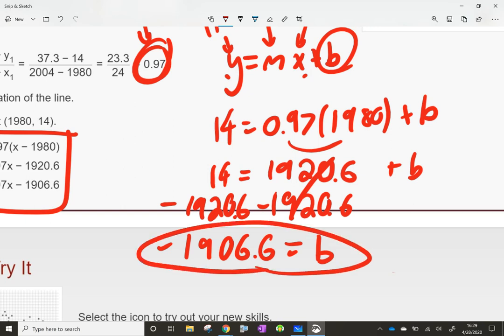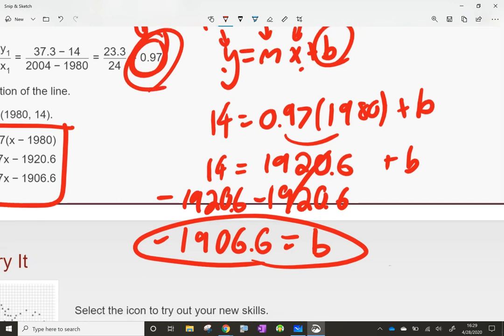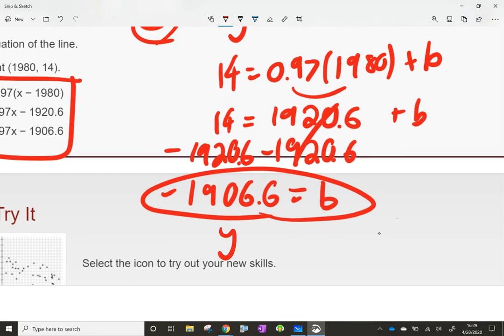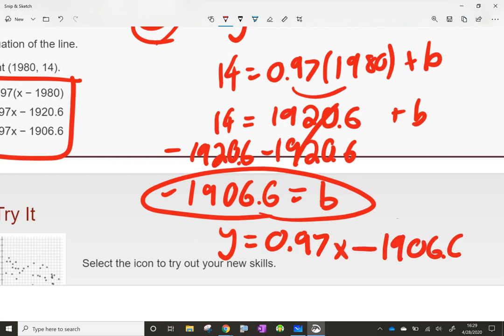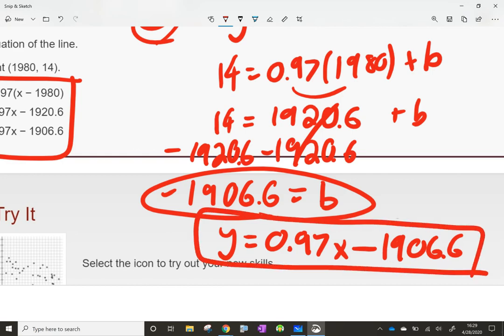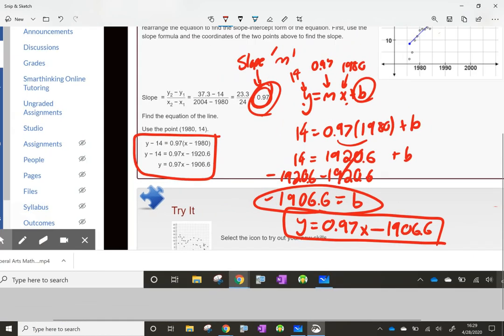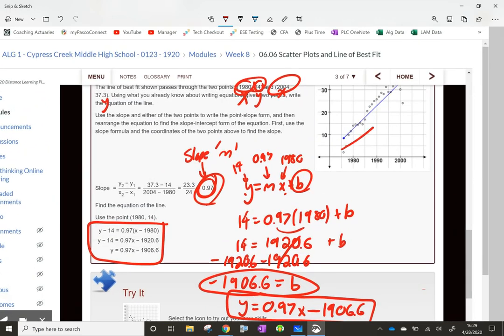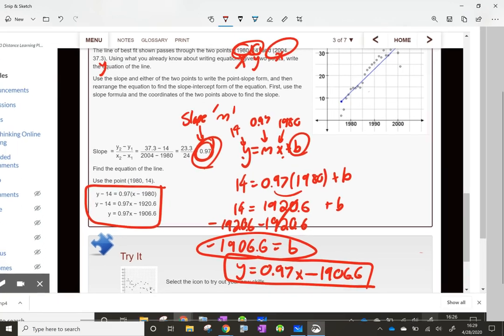Now, since that's the b, and of course the 0.97 is the m, that means the equation would be y equals 0.97x minus 1906.6. There's your mx plus b, in this case minus b since it's a negative number. But that's our equation. That is the equation of the line of best fit that draws through here. So that blue line, that's the equation of that blue line.